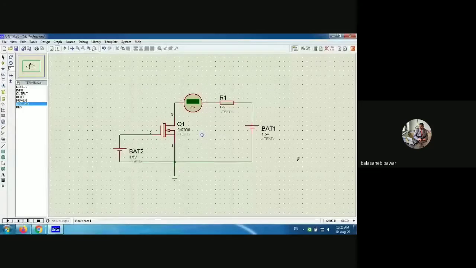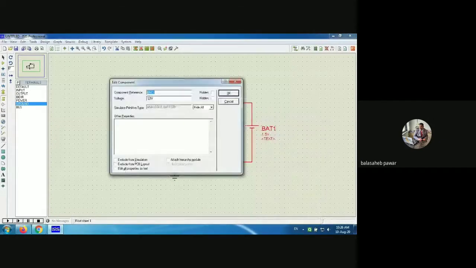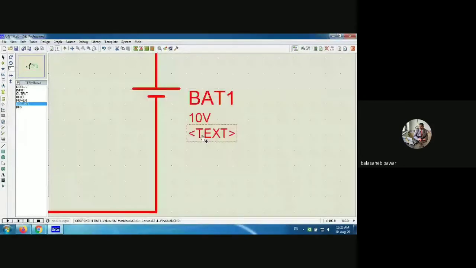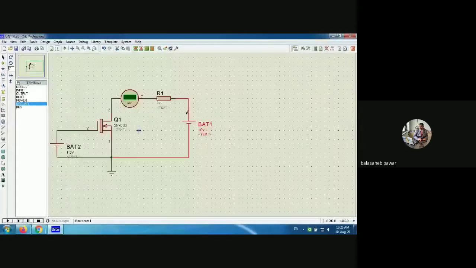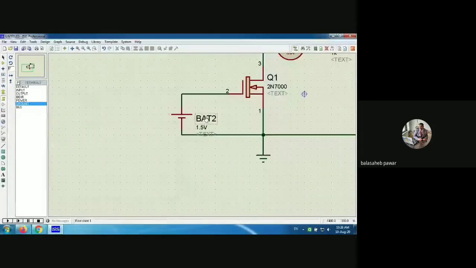So see, last time I also highlighted one more point: keep the output voltage source constant, right? That means I will keep it, for example, at 10 volts. This DC source, Battery 1, is now 10 volts, and it is acting as VDD as per our previous logic. And this one, Battery 2, will work as VGG to provide the VGS.